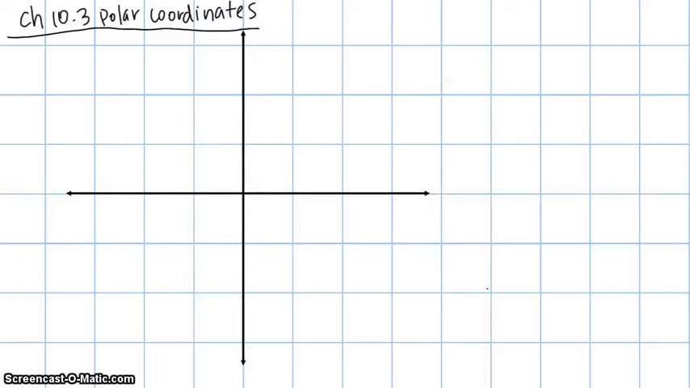Chapter 10.3 is on polar coordinates. Now, polar coordinates is something you already learned in pre-calculus, but let's review. When we have this grid right here, this is what we call the Cartesian plane, right? Where we have an x and a y and all my grids run parallel and perpendicular.